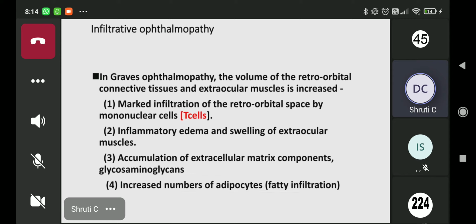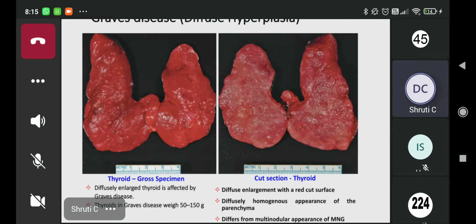What happens in this? Basically, why is the retroorbital connective tissue increasing? Because there is marked infiltration of these T cells in the retroorbital space. Plus, apart from the inflammation and infiltration by the inflammatory cells, there is edema, swelling, and accumulation of extracellular matrix components, and even an increased number of fat cells or adipocytes. So this leads to infiltrative ophthalmopathy, leading to exophthalmos in Graves' disease.